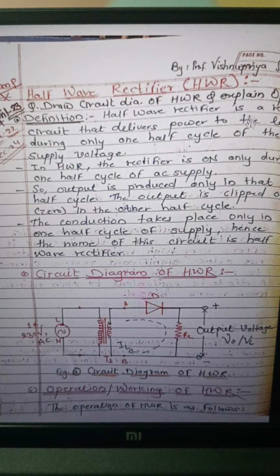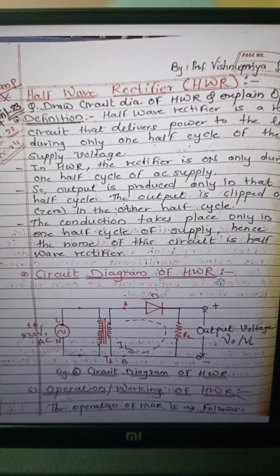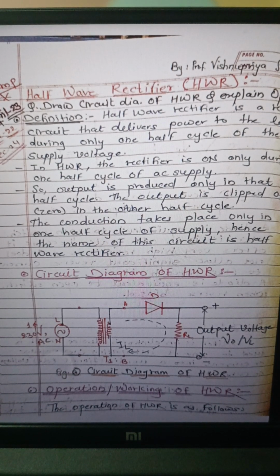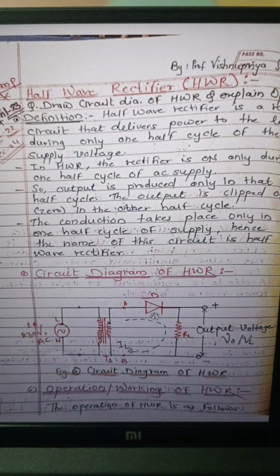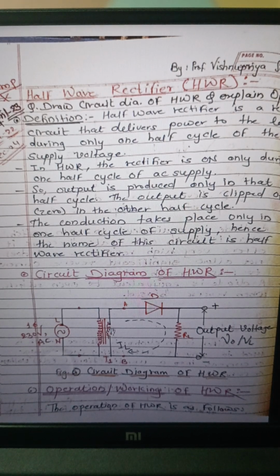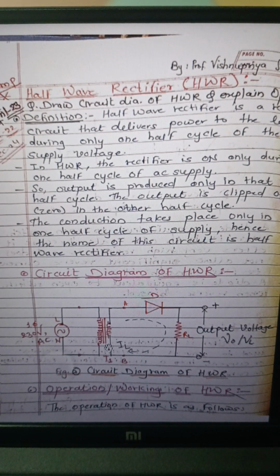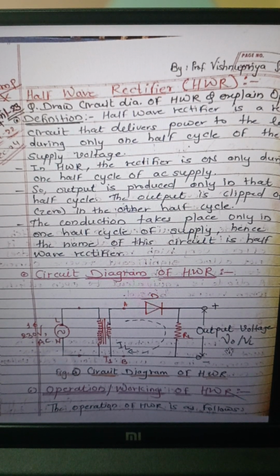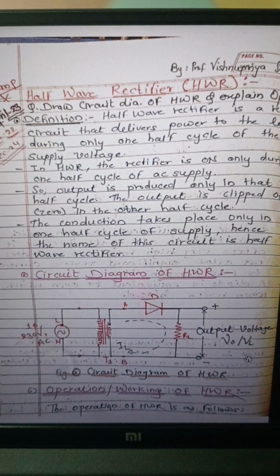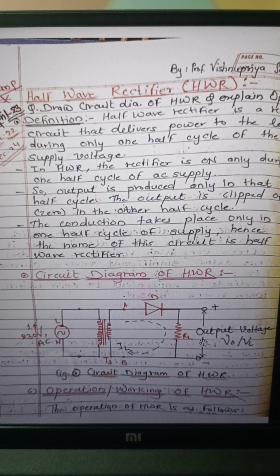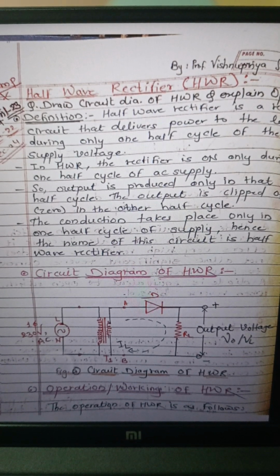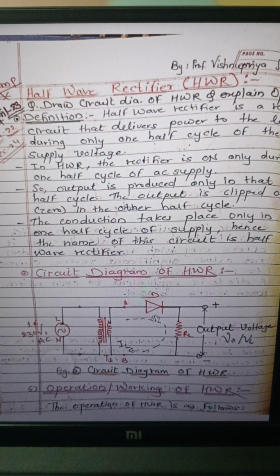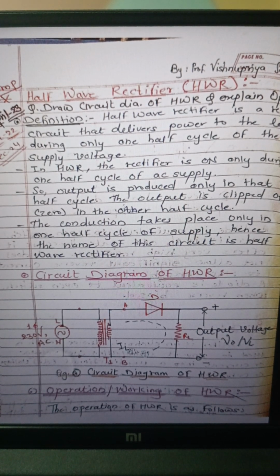Okay, so this is the circuit diagram of half wave rectifier, and you have to draw this circuit diagram during the exam. So the half wave rectifier circuit consists of only one diode, one transformer at the input side which is a step down transformer, and load resistance at the output side across which we are taking the output voltage V0, or we can say VL, that is load voltage. So this is the main circuit diagram of half wave rectifier.